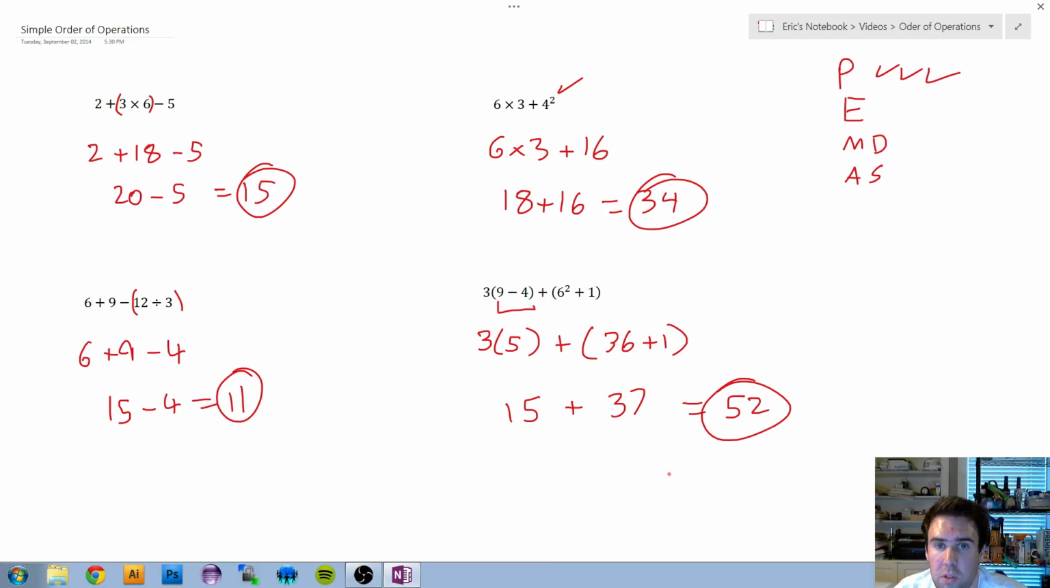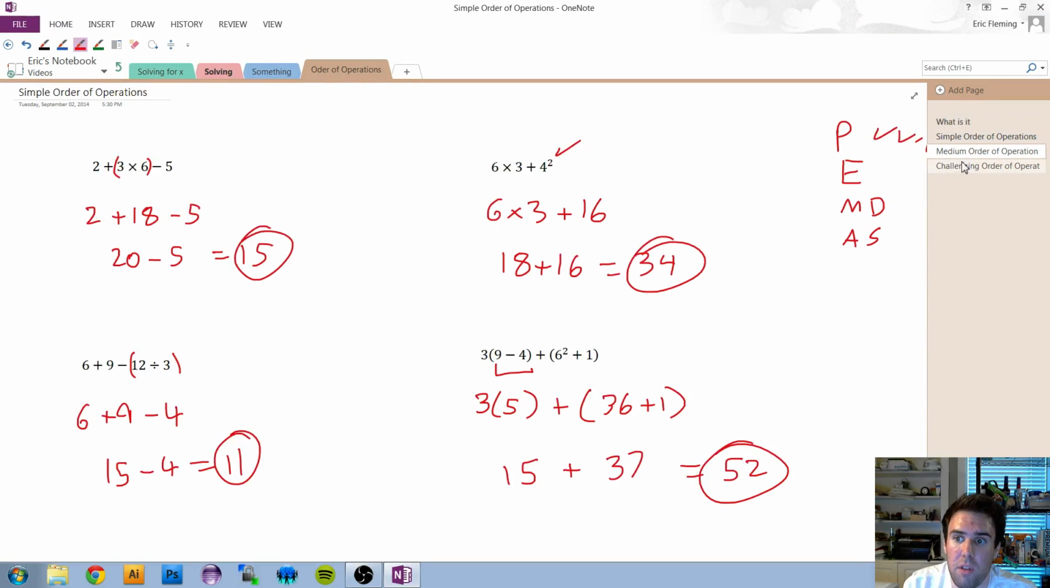So again, these are some simple order of operations. Simple because, as I was saying, there's a clear winner. In the first one, it was multiplication, the clear winner. In the second one, it was the exponent. In the third one, it was division, and in the fourth problem, it was our double set of parentheses. They had the highest priority, so we took care of them first and went one at a time after that.